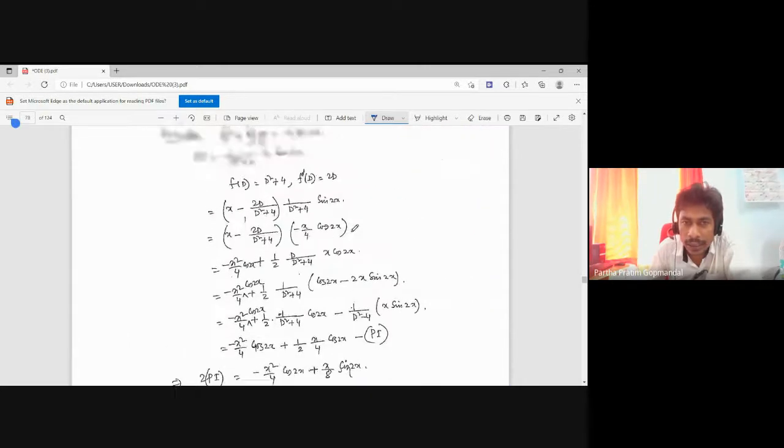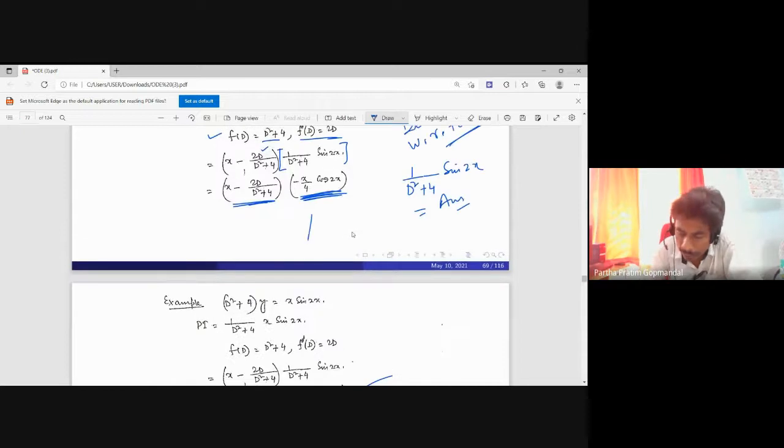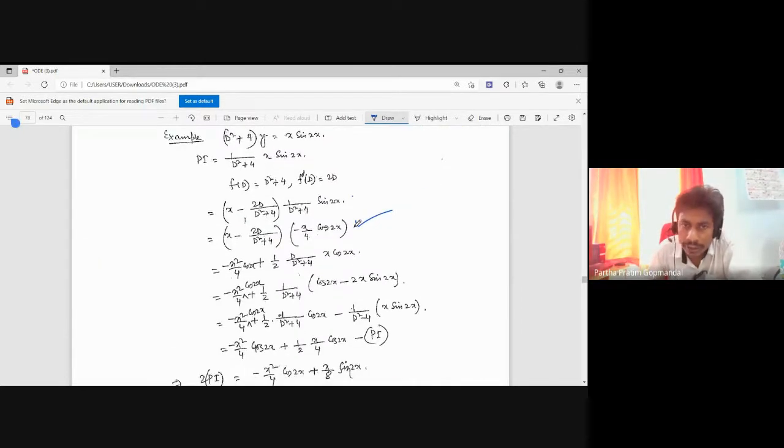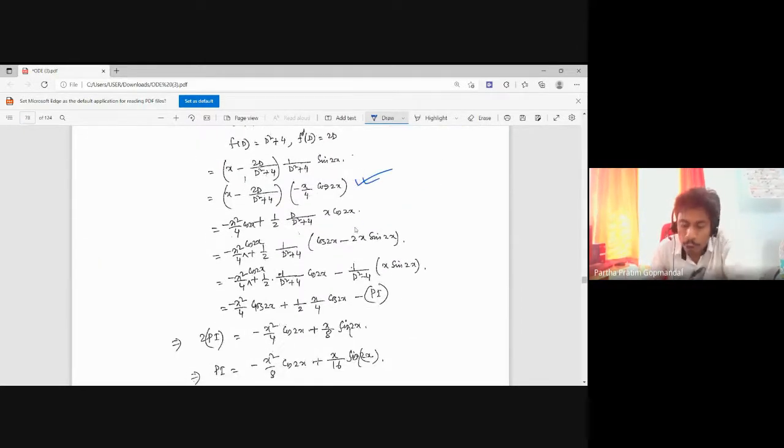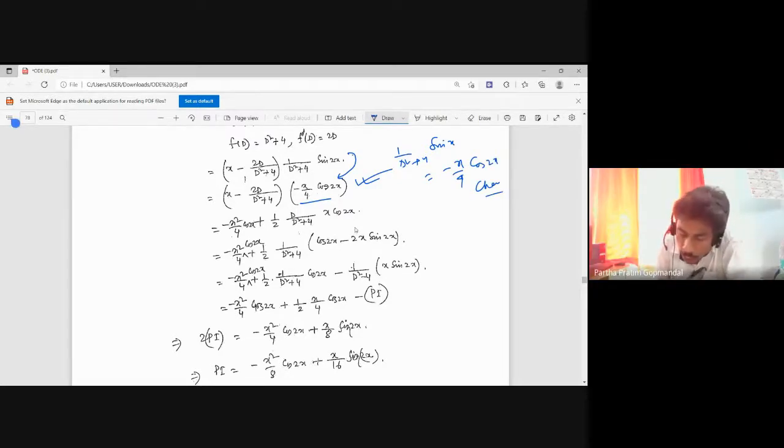That I have done the calculation here, up to this, in this particular slide. Now let's see from this step. So see here, you have x minus 2D by (D square plus 4), and this answer is 1 by D square plus 4 sine 2x is minus x by 4 cos 2x. You please check. So now I will proceed with this. x into this term will be minus x square by 4 cos 2x.